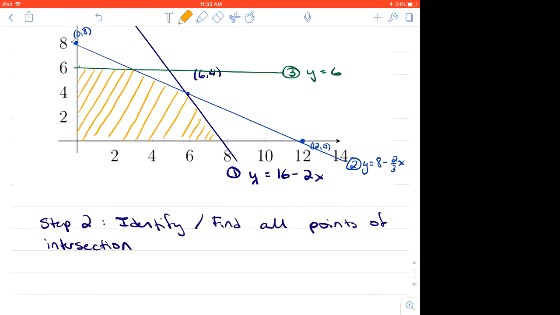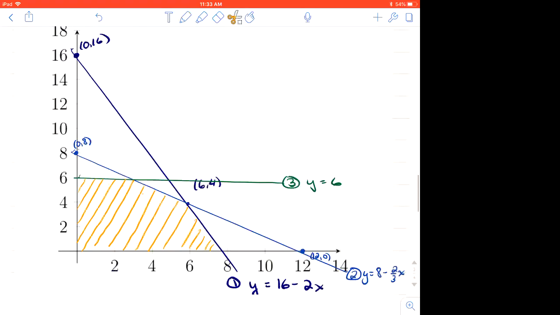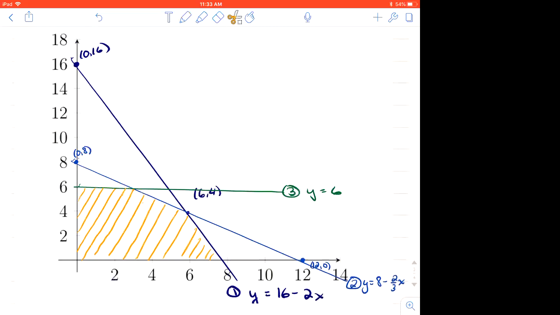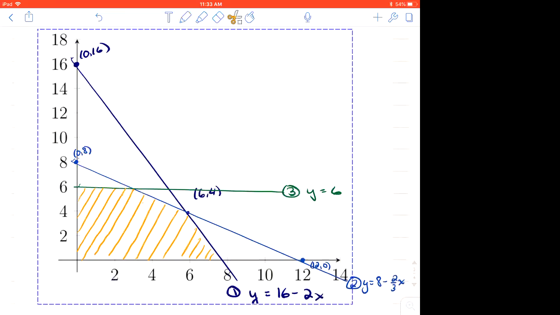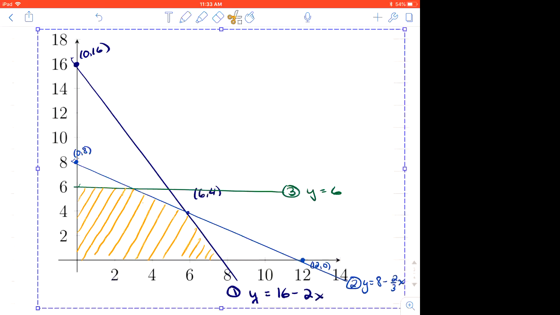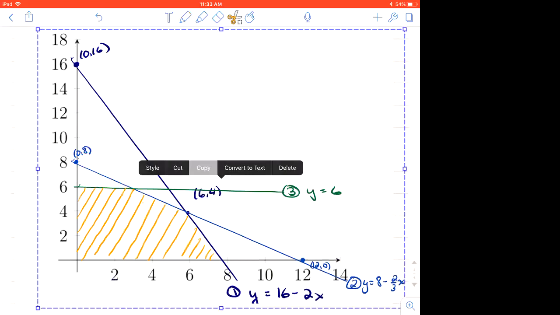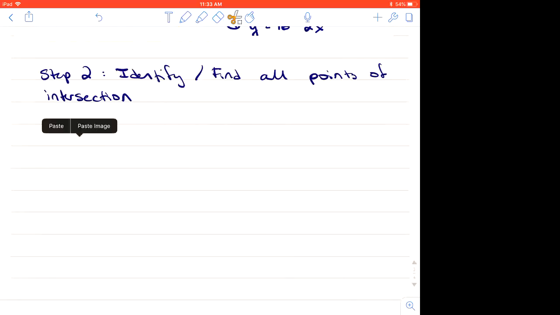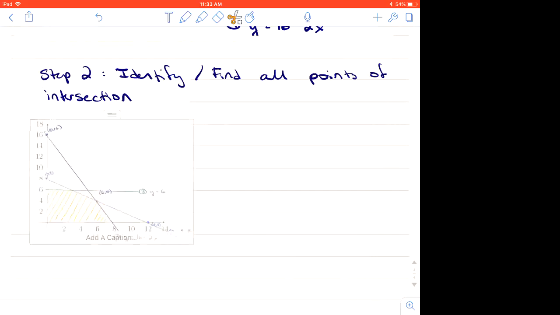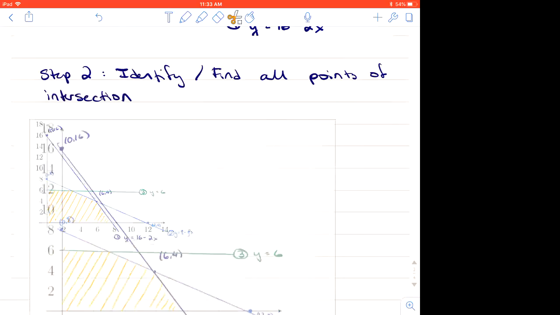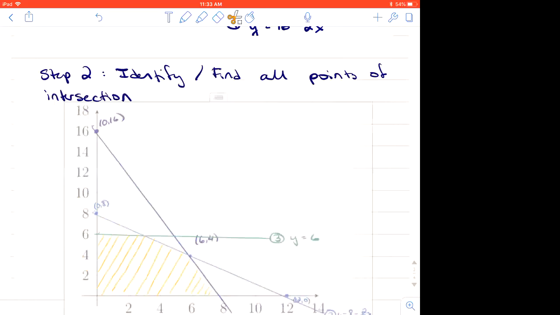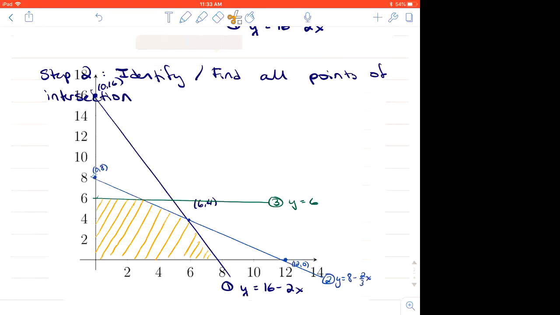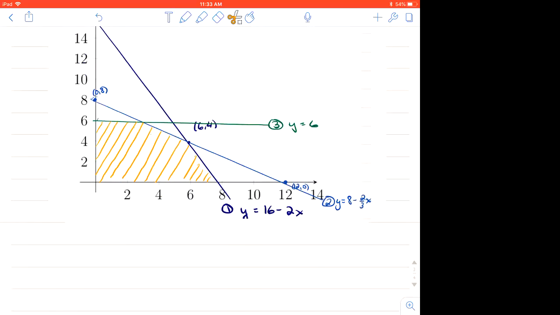Okay. So let's see if I can cut this again. Copy. I'm just putting it down here. Paste image. Don't make it too big now, Emily. Oh, whatever. We're working down here anyways.